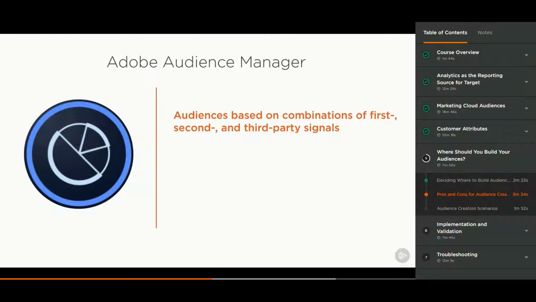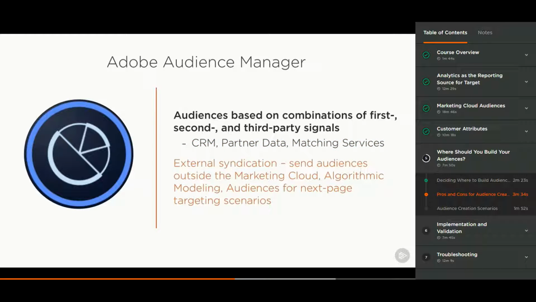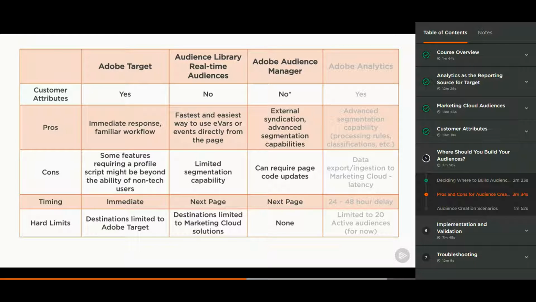Regarding the analytics tag, all types of data may be used, including not only EVARs and events, but also sprops, URLs, and so on, whereas Audience Library real-time audiences are limited to EVARs and events. AAM is also able to syndicate its audiences anywhere, even outside of the Marketing Cloud. AAM provides for all capabilities of Marketing Cloud real-time audiences, plus additional capabilities.